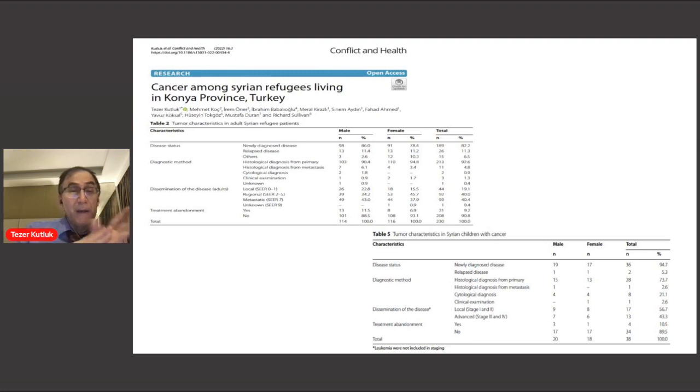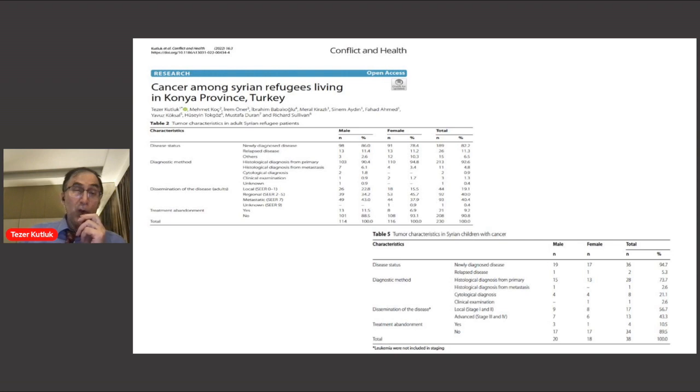We published the cancer among the Syrian refugees living in the city of Konya in the Journal of Conflict and Health. We published the data of 268 Syrian refugees with cancer diagnosis. 230 were adult patients, and 38 were children with cancer. This is a small sample, but we wondered what type of cancer, what is the treatment abandonment rate, how successful the access to cancer care was, and what was the outcome of the care, mainly the survival rate.